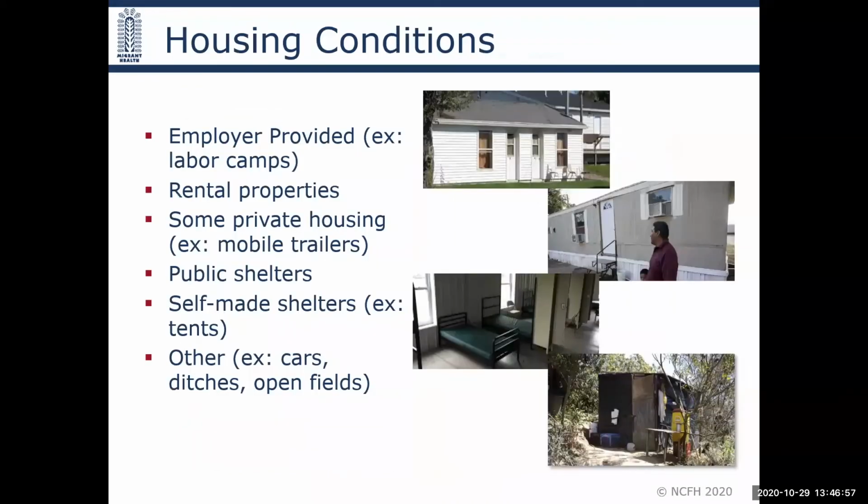And when we talk about housing conditions, adequate, affordable, and safe housing has been and continues to be a constant struggle for migratory and seasonal ag workers. When we think about housing provided by an employer, a small 15% of ag workers may have housing provided by their employer. This is often the case for migratory workers, given that they travel for work, and it's traditionally met by growers through the establishment of labor camps.